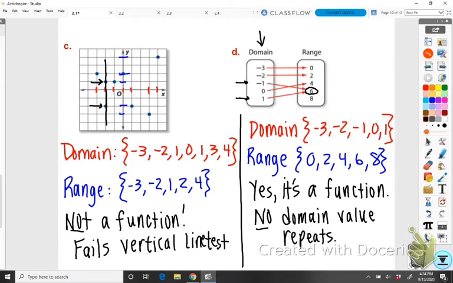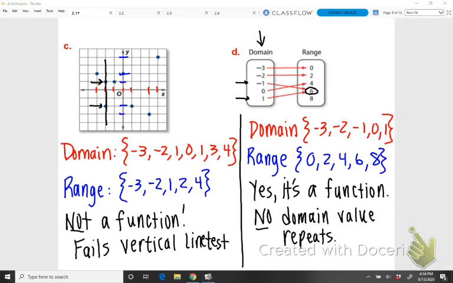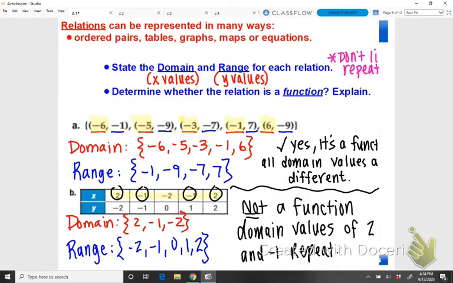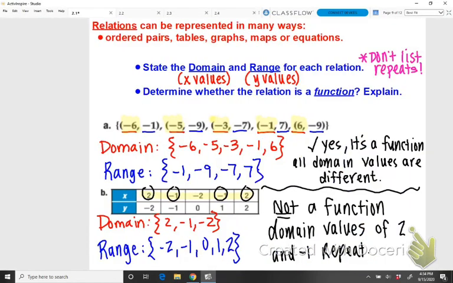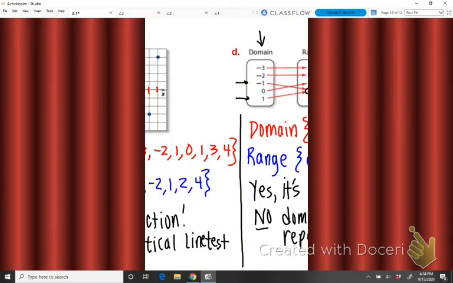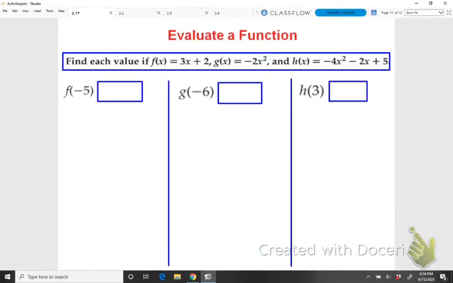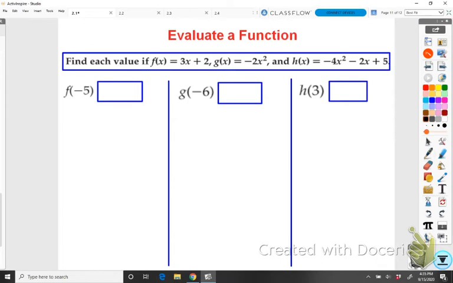All right, so go back to this page second. So go back and see if you can now easily answer yes or no, are these functions or not functions? And like I said, we'll check them the next day. So moving on here, the next concept in this is evaluating a function. So like if I input a number, what is the output? And we have three functions up here, f of x, g of x, and h of x. So we need to be careful about which one we go to.